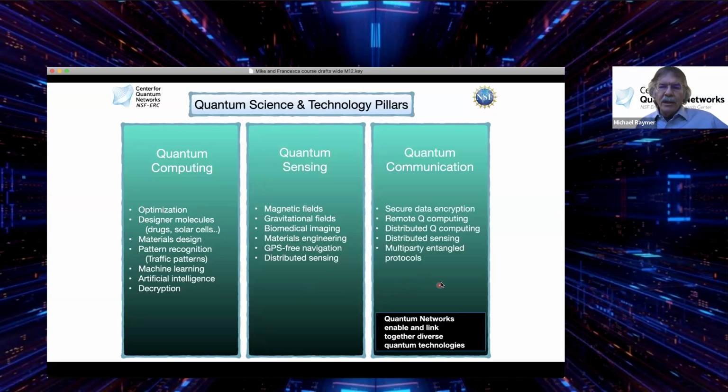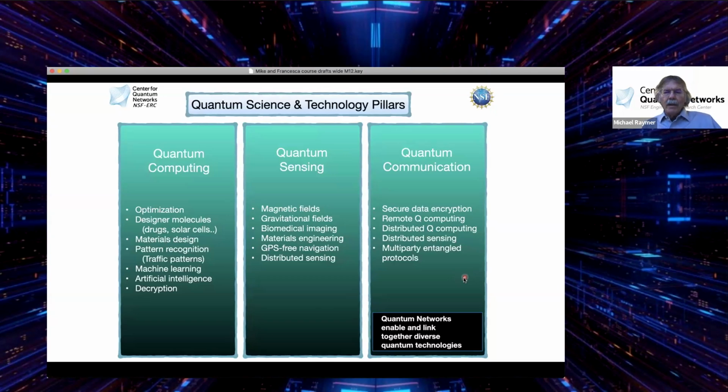And finally, as we'll focus on today, quantum communication provides secure data encryption and other applications that we'll talk about in more detail. And finally, the quantum network is meant to link all of these technologies together, just like the current day internet links all computers and all communication systems together. So we'll see how that is done in the quantum world and why it's so different to implement in the quantum world than it is in the current existing classical internet world.